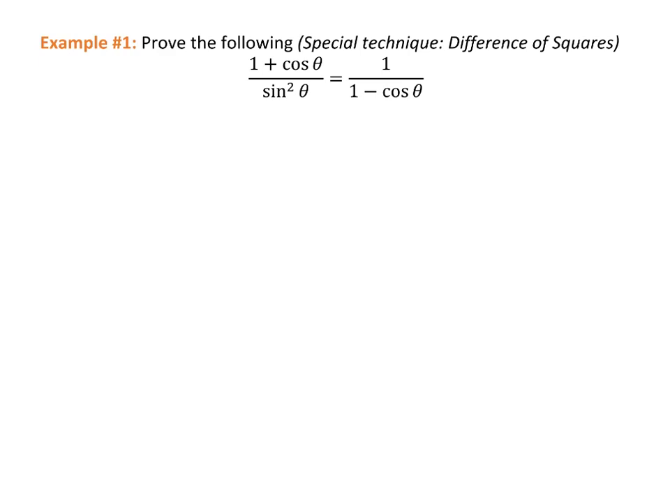So just to remind you of some of the tools we've seen already, one technique is if you see a tan theta somewhere, you should probably use the quotient identity. It's probably a good idea to replace that with a sine theta over a cos theta. That works a lot of the time.